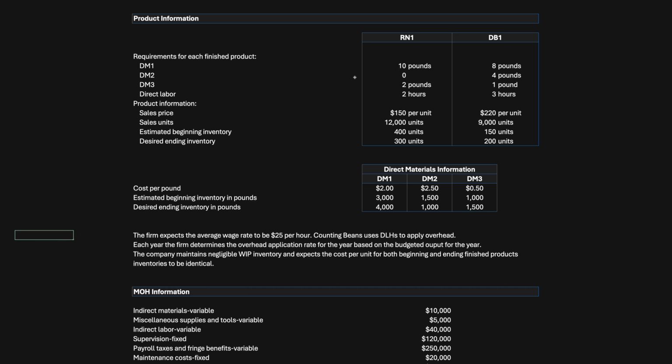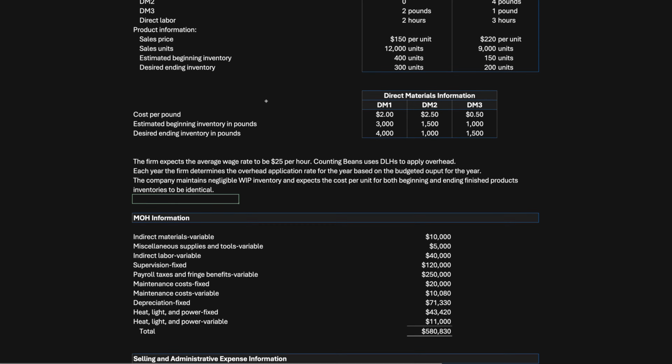Some other data that is important is provided to us. We are told here that the firm expects the average wage rate to be $25 per hour. They use direct labor hours to apply overhead. Each year, the firm determines the overhead application rate for the year based on the budgeted amount of output for the year. The company maintains negligible, that means near zero, work in process inventory, and they expect the cost per unit for both beginning and ending finished products inventories to be identical. So costs are relatively stable throughout the year. We're then given some more information, and I'll scroll down so we could see that.